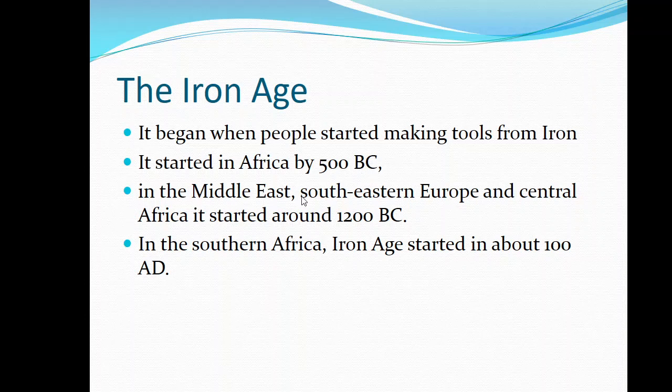And in the Middle East, Southeastern Europe, and Central Africa, it started around 1200 before Christ. In Southern Africa, where Namibia is situated, the Iron Age started in about 100 AD. AD is a Latin word which means Anno Domini, and in English it means the year after the birth of our Lord.